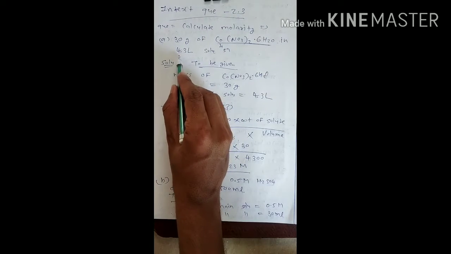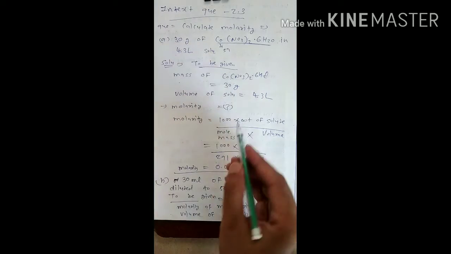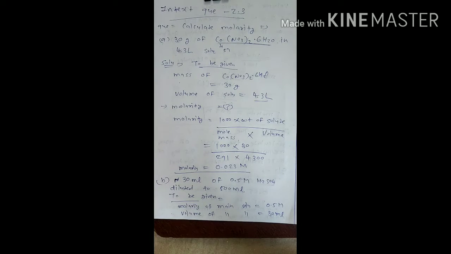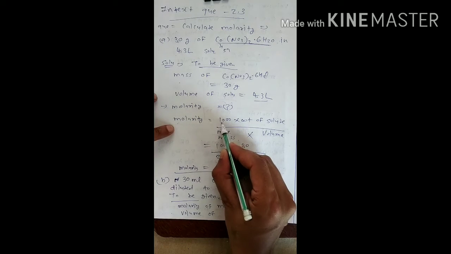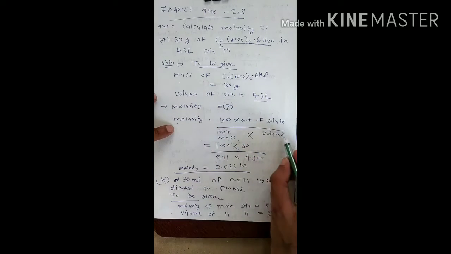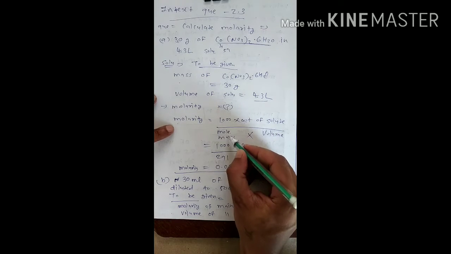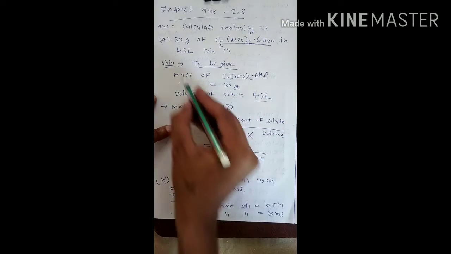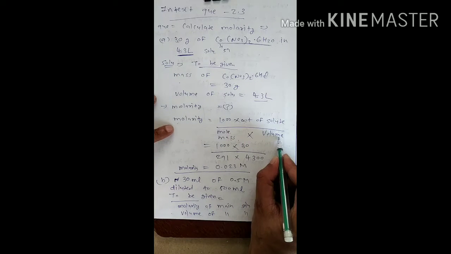The volume of solution is given here, 4.3 liters of solution. So volume of solution is 4.3 liter. Okay. Now we have to calculate the molarity. So what is the formula of molarity? Molarity is equal to 1000 into weight of solute divided by molecular mass into volume. Here weight of solute is in grams, molecular mass is also in grams, and volume is in ml. Here we have it in liter form, so we are going to convert that into ml.